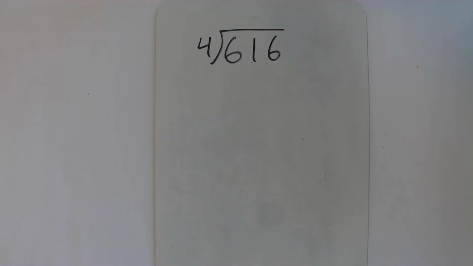Our final model for 616 divided by 4 is going to be the abstract model, and we're using the standard algorithm, so in this case that will be long division. But again, notably we're going to be moving through these steps in the exact same order and using that same language throughout.